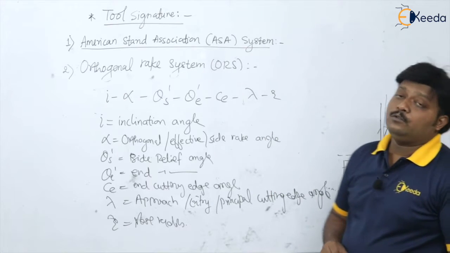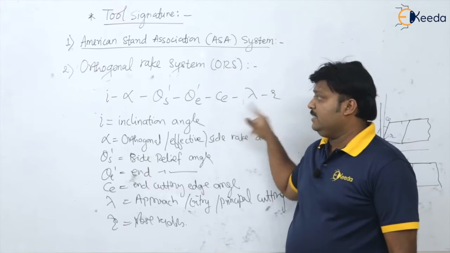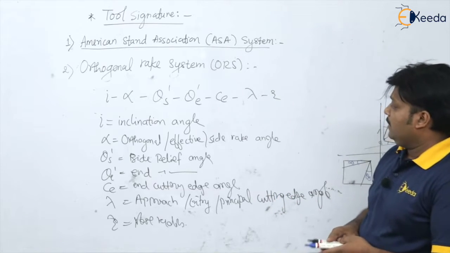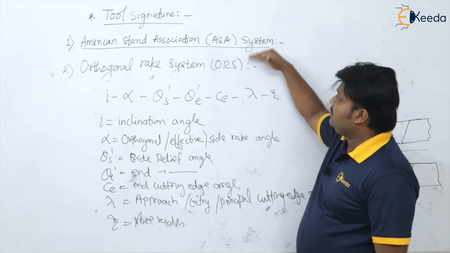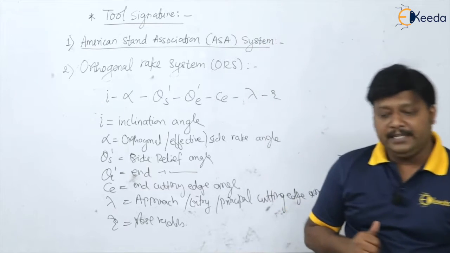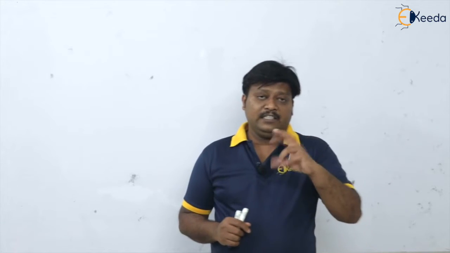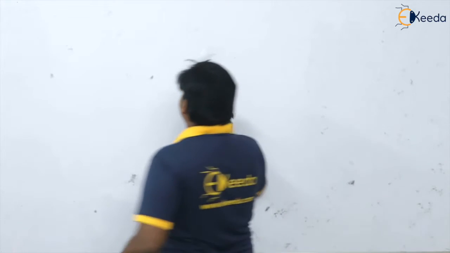Okay, so here the angles are measured with respect to the major cutting edge, so analysis is easier. Now see the relationship between this ASA and ORS system that we are going to understand. As we have seen the two tool designation systems, ASA and ORS, there must be a relationship between these two. I am writing here the ASA and ORS, both the systems.